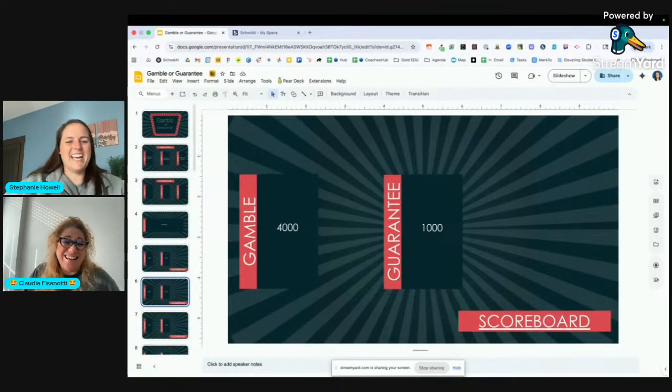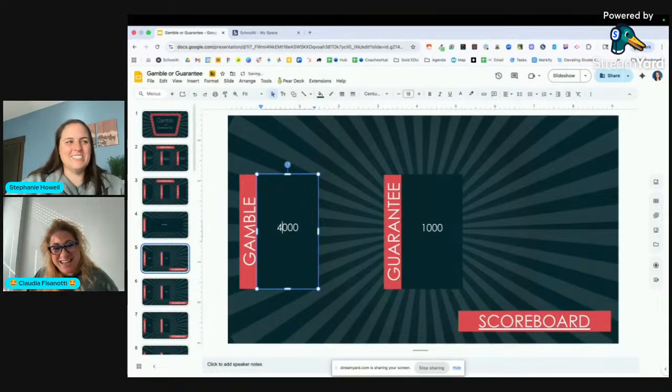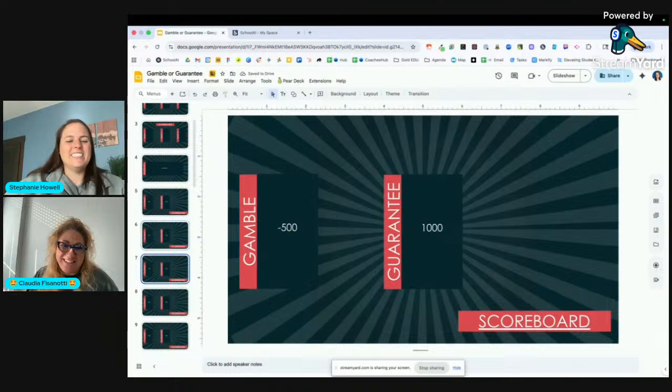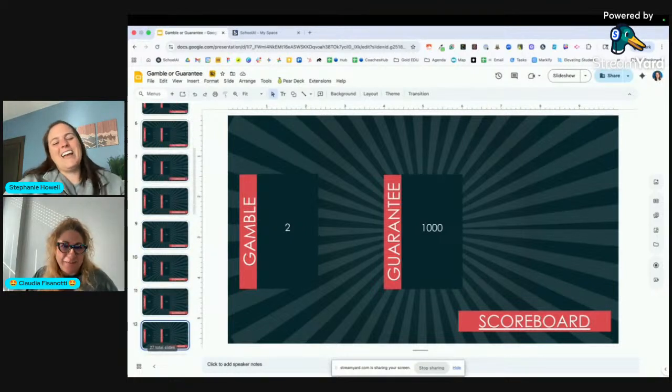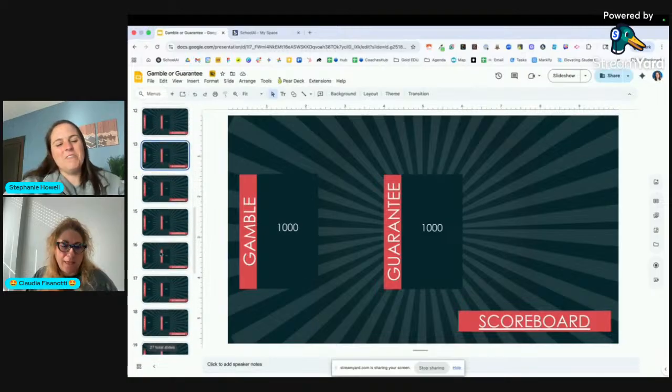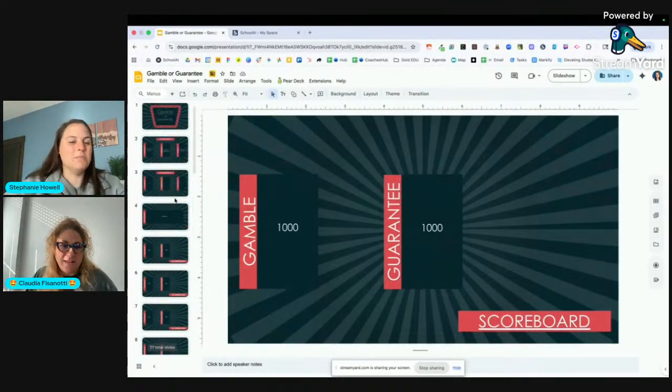So you can decide maybe for that first round, I don't want to do negative 4,000, so then they never gamble. Maybe I'm like, okay, you get 400. It's still better than nothing, but it's less than the guarantee. So yeah, you can have a lot of fun with it. You can decide if you want plus, minus, or to leave it the way it is, up to you.